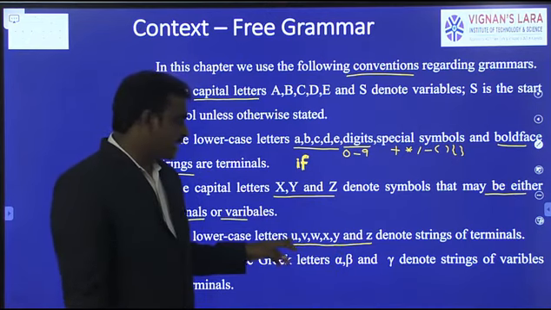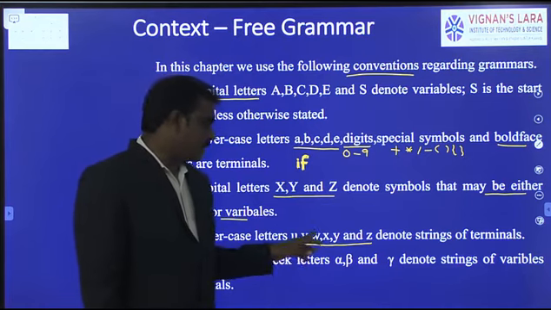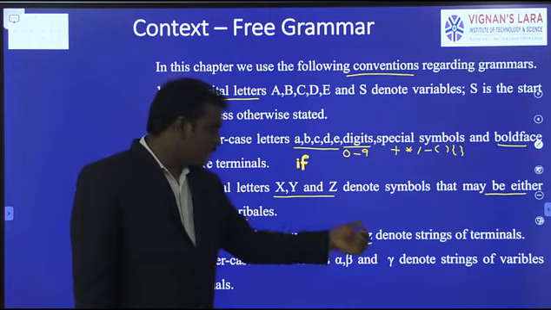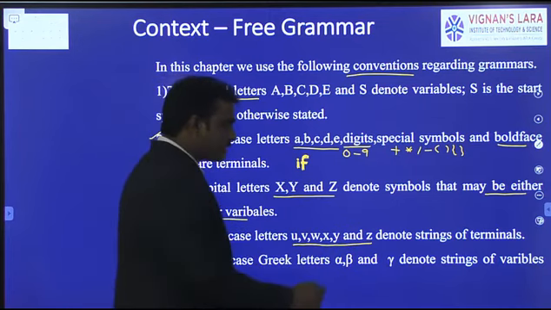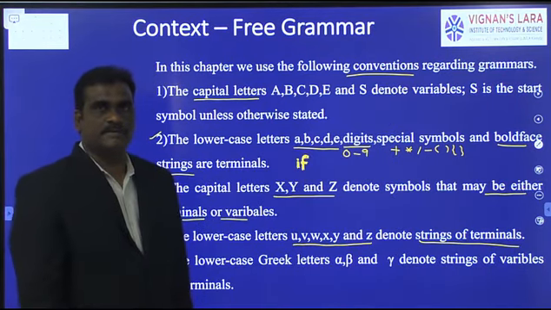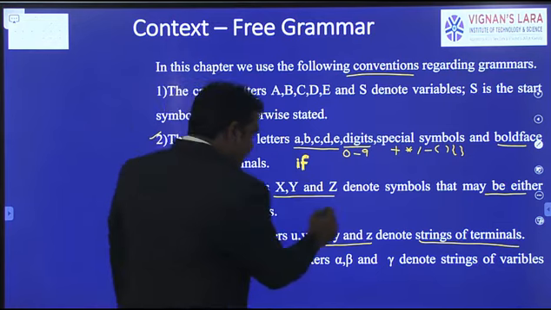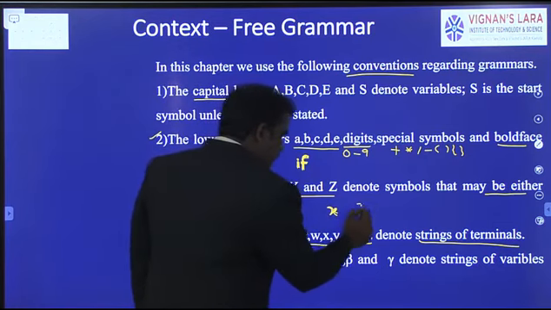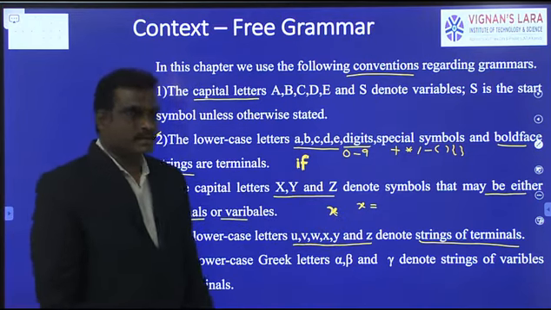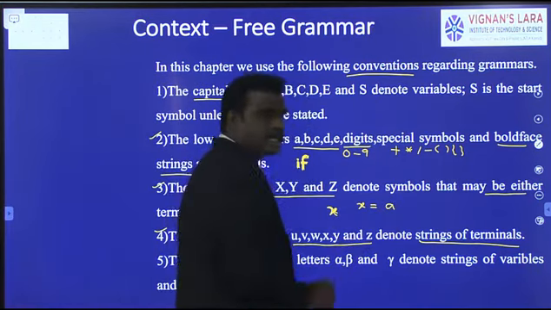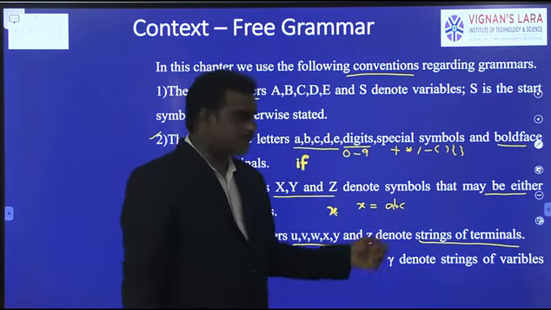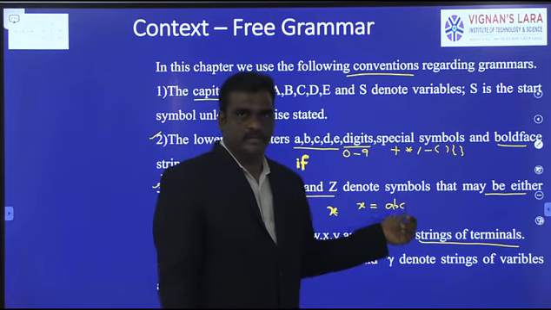So in this case, the lowercase letters U, V, W, X, Y and Z. If we use these symbols, the meaning is that it denotes a string of terminals. For example, suppose I use the symbol X. X is a string of terminals. That means A is a terminal, and A, B, C is a string of terminals.